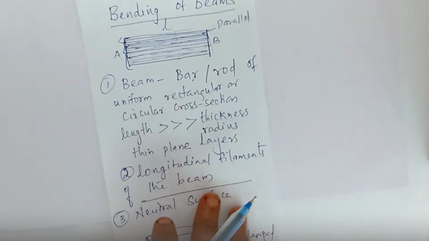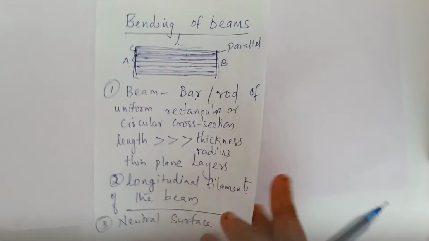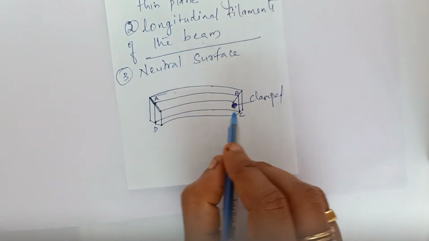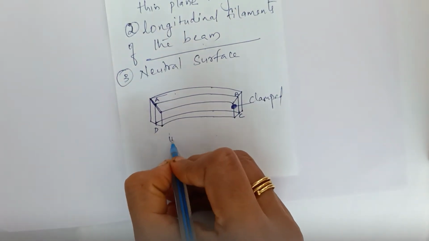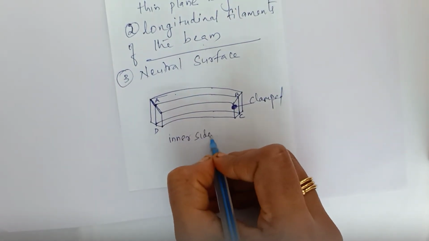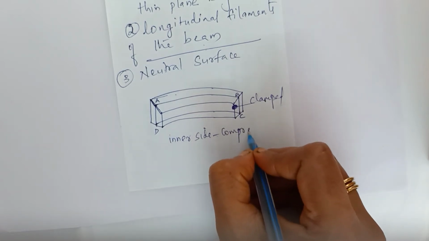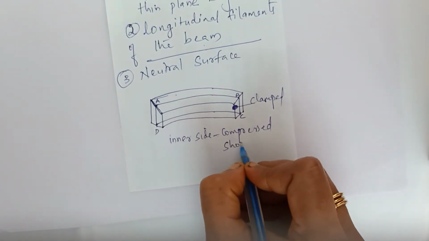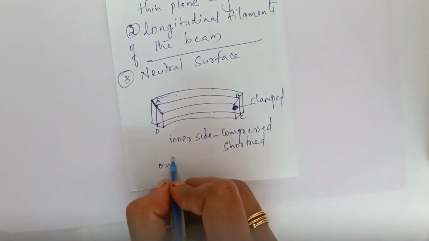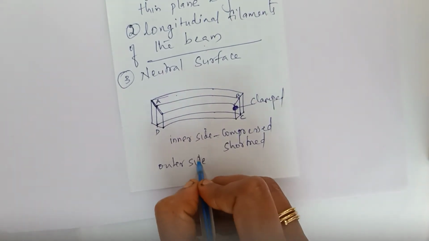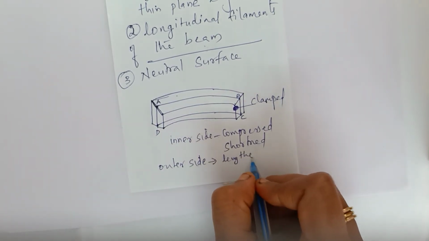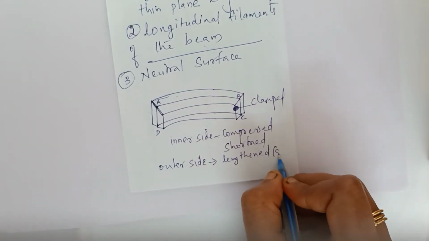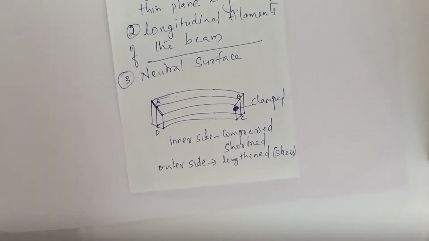But what happens to the inside? It will be found to be compressed or shortened. The inner side will be compressed or shortened, whereas the outer side will be lengthened. These effects are because of the stress acting per unit area, or the force acting per unit area, or the tension.